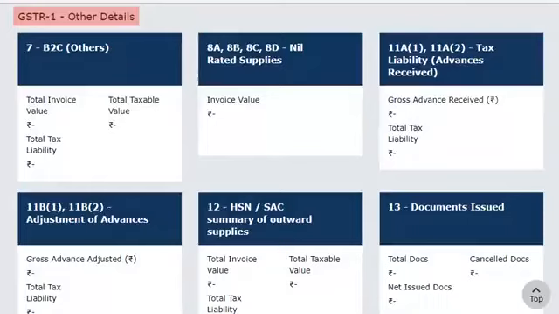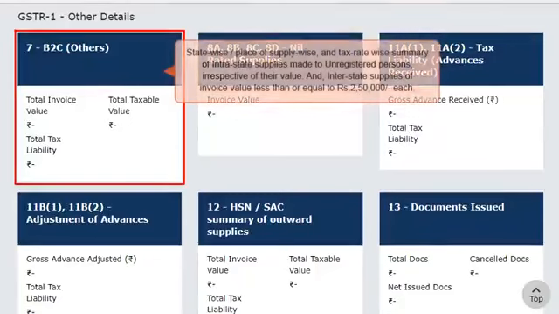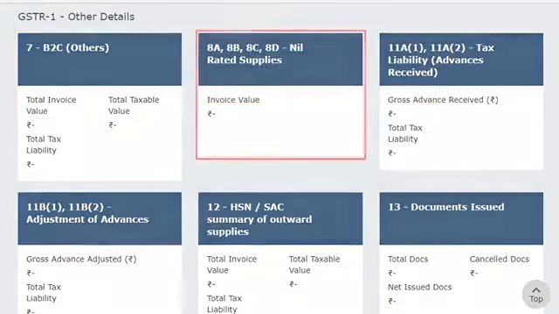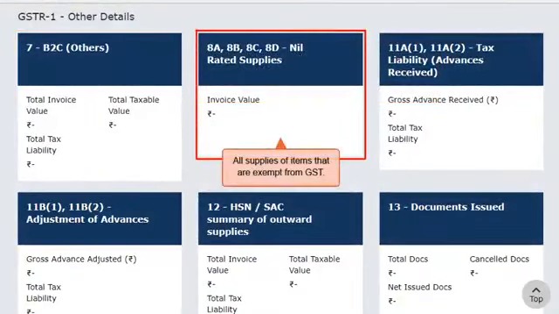Scrolling down to the GSTR-1 Other Details section, B2C Others is where you enter the state-wise or place of supply-wise and tax rate-wise summary of all intra-state supplies made to unregistered persons irrespective of their value. This section also captures interstate supplies of invoice value that are less than or equal to 2,50,000 rupees each. The Nil-Rated Supplies tile captures information regarding all supplies of items that are exempt from GST.